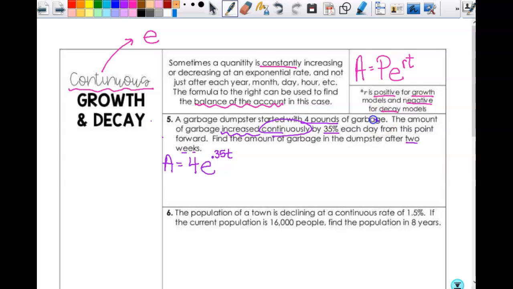14, because it says 35% each day. This is what defines what your T is, 35% each day. But we want to know after 2 weeks. So that's 14 days. So I do A equals 4 times E to the 0.35 times 14 power.